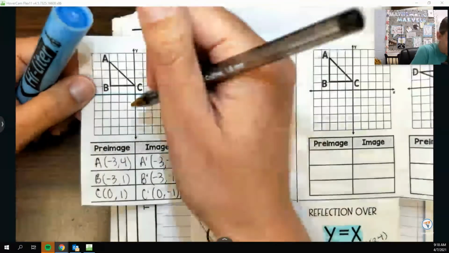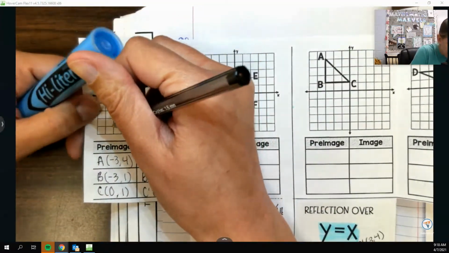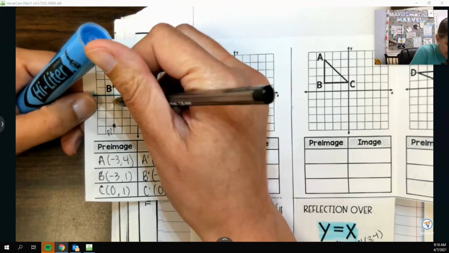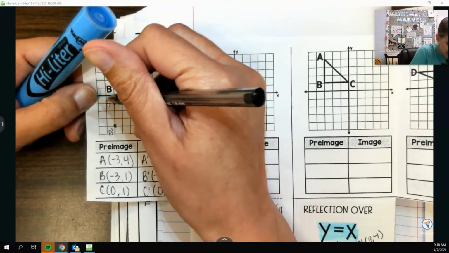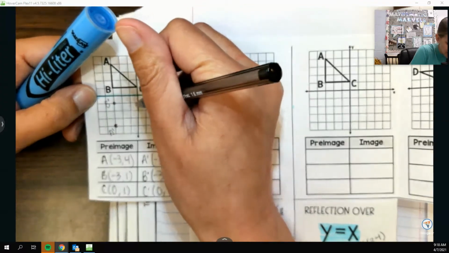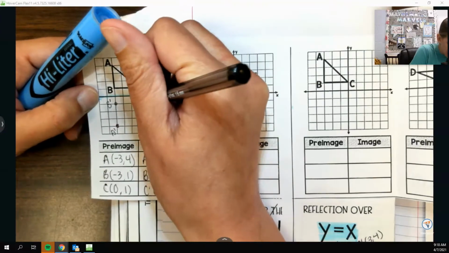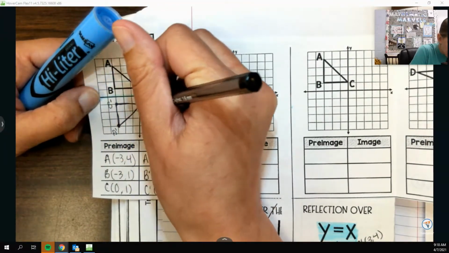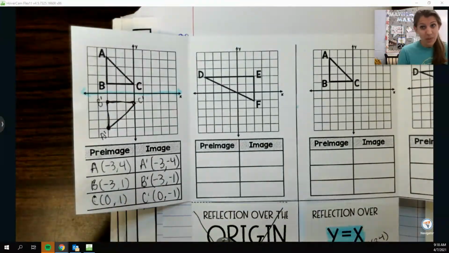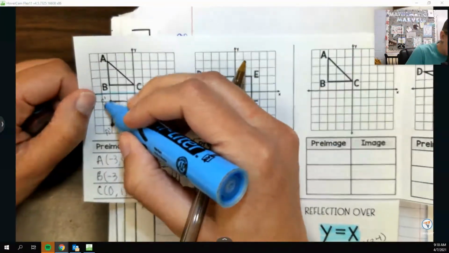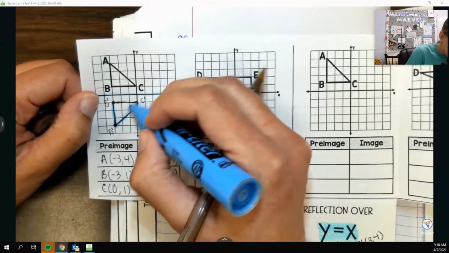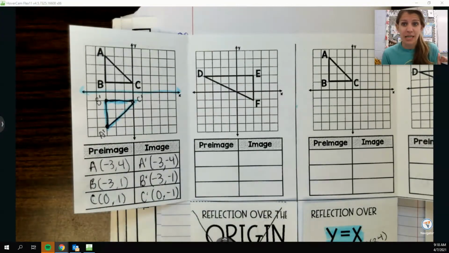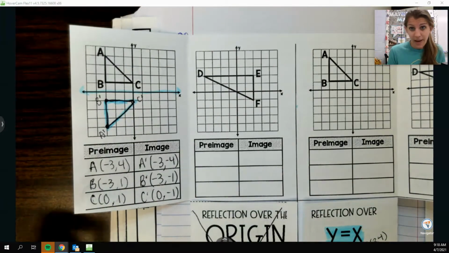Then I could go plot those. So (negative 3, negative 4) puts A prime right here. (Negative 3, negative 1) puts B prime right there. And then (0, negative 1) puts C prime finally there. And then we reconnect our shape. Again, you should have this same exact shape that you started with, just flipped. So it doesn't have the same orientation. It should be pointing in a different direction. Just pretend like that line is a mirror. Make sure that it makes sense to you. So that's one way to think about it.